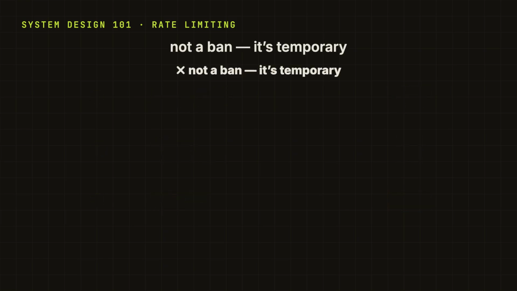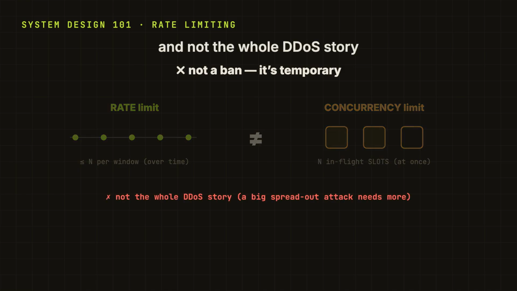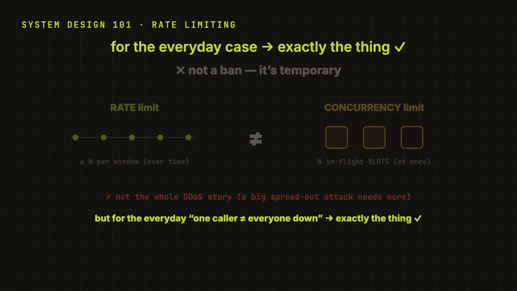And just so you know the edges of it, this is not banning someone, it is temporary. It is also not quite the same as limiting how many requests can run at once. That is a slightly different tool. And on its own, a rate limit will not stop a really big spread out attack. That needs more than this. But for the everyday, one caller should not be able to break it for everyone. This is exactly the thing.